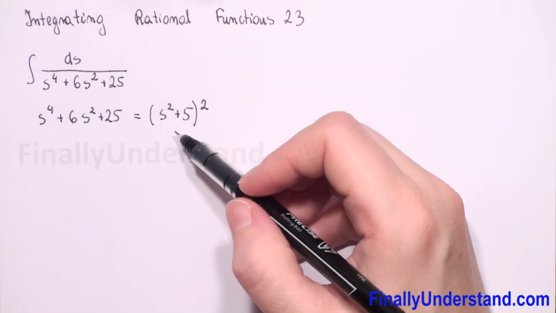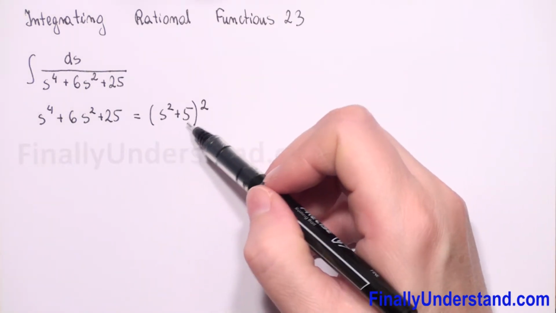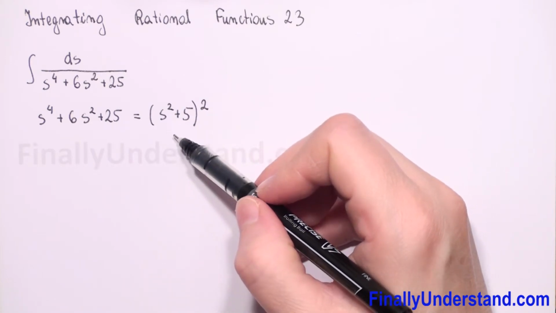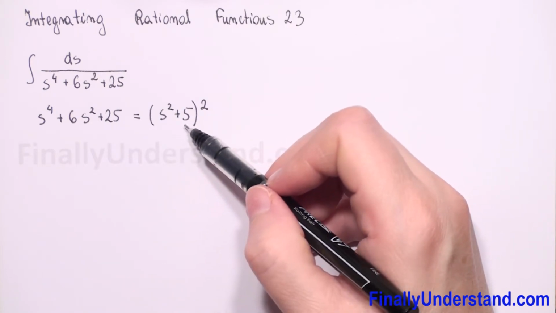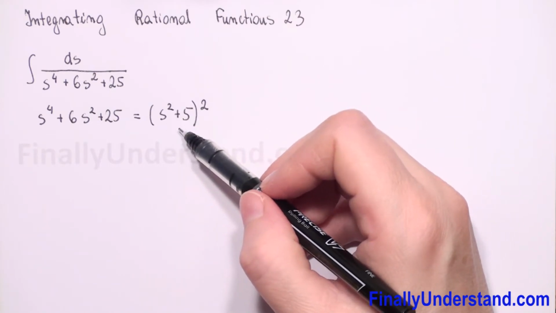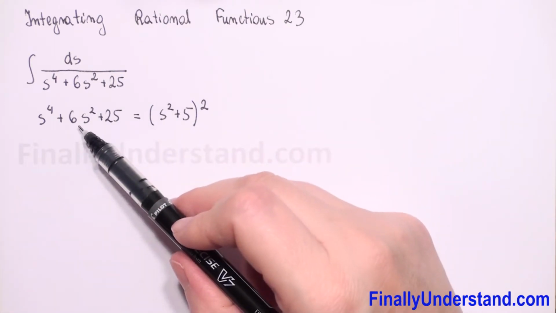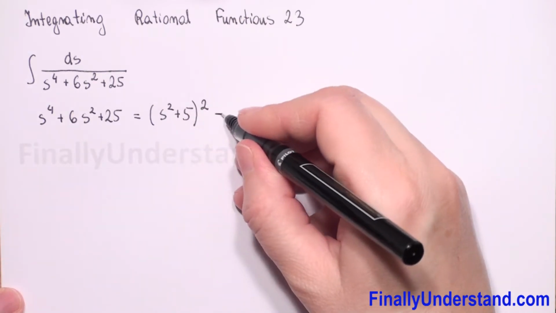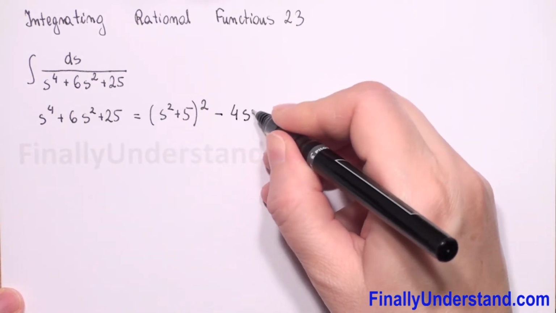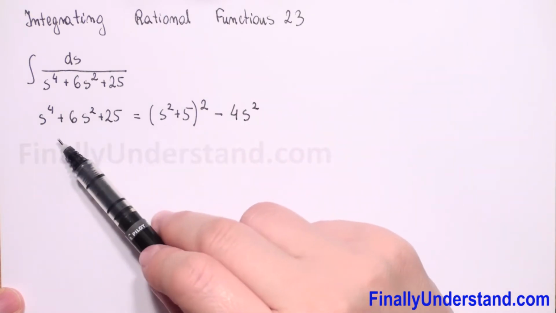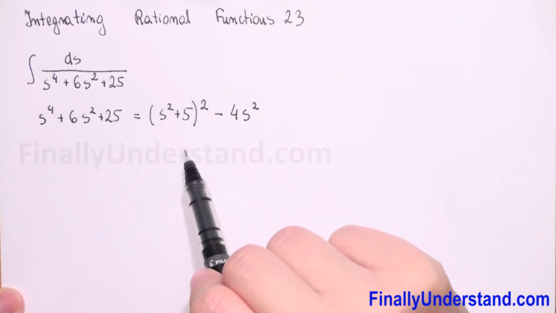And now when we take (s squared plus 5) to the second power, we will have s to the 4th power plus 2 times 5s squared. So we have 10s squared. And here we have only 6s squared. So we have to subtract 4s squared. And now the left side is equal to the right side.